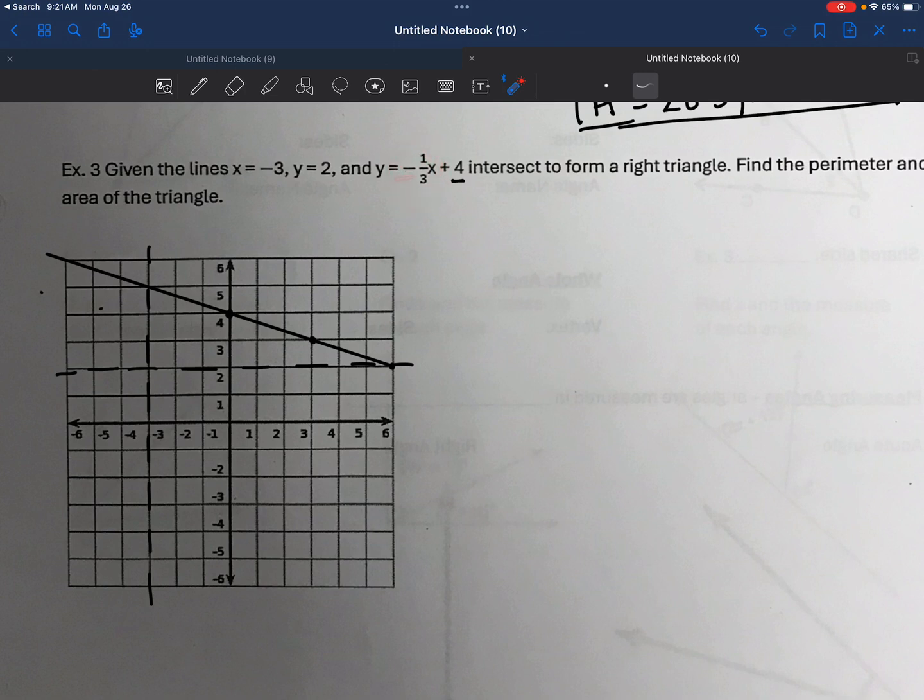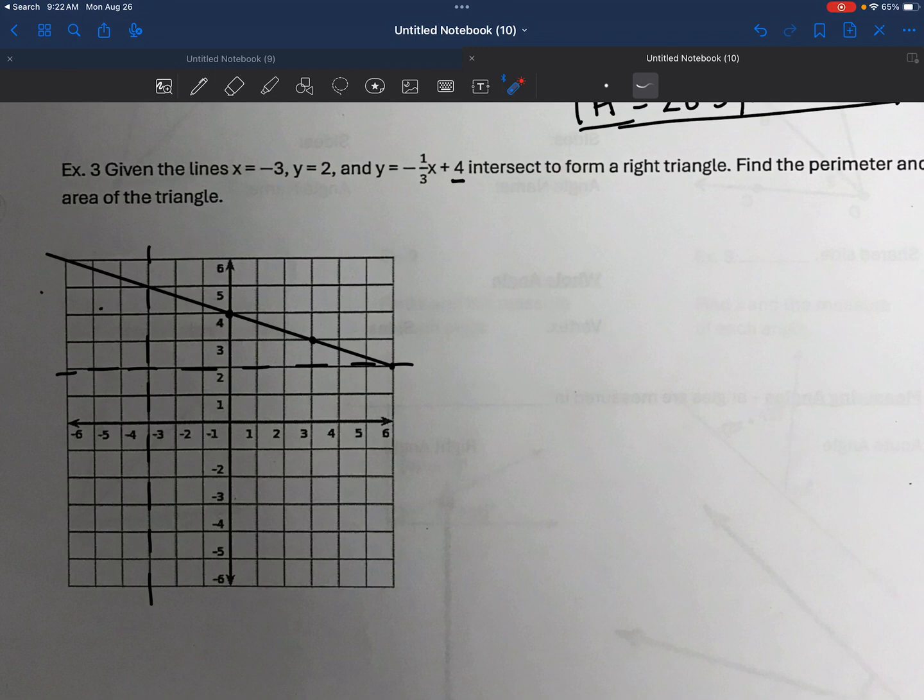Then I use my slope, which is rise over run. So it's -1, so I go down 1, right 3, put a point. Down 1, right 3, put a point. Okay? We kind of remember that from last year.